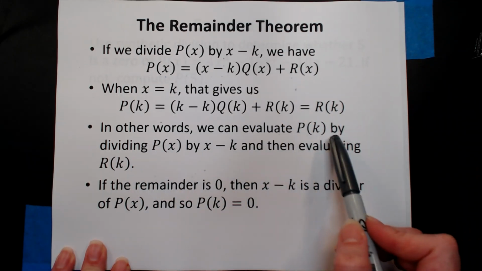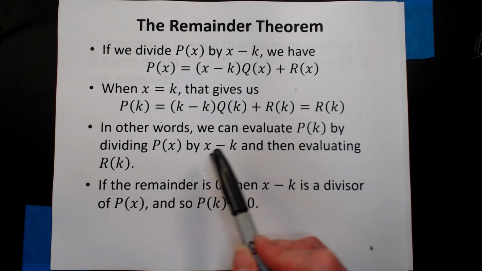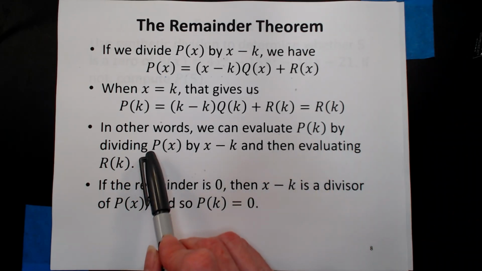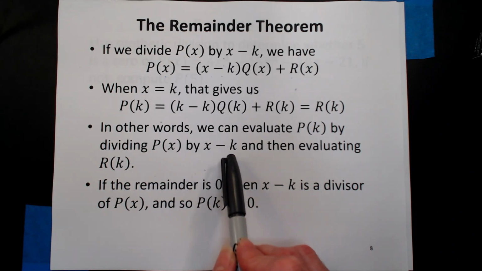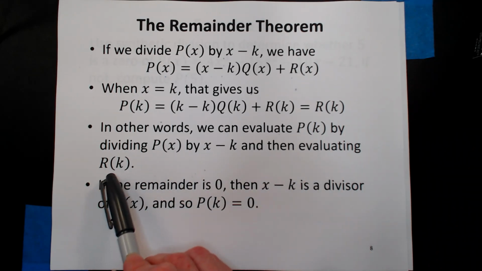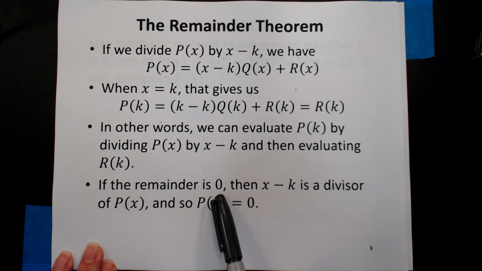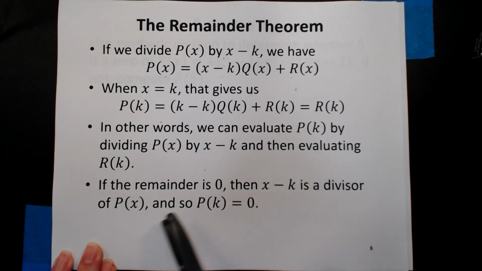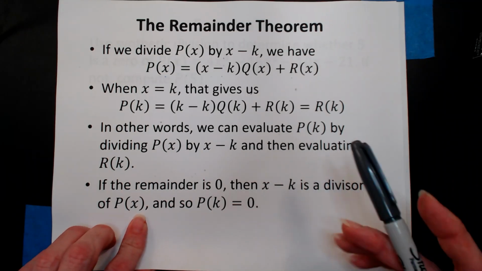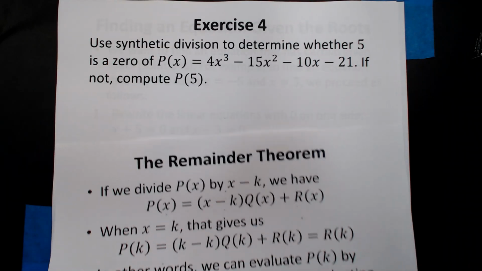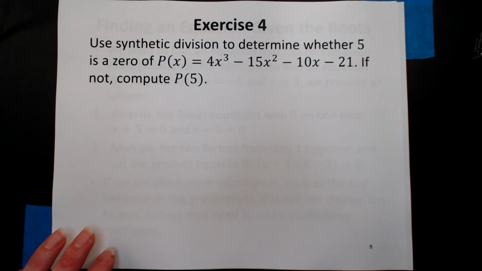So in other words, we can evaluate p of k by dividing p of x by x minus k, and then evaluating the remainder at k. If the remainder is 0, then x minus k is a divisor of p of x, and so p of k is equal to 0. So why is this useful? Well, basically, if we want to determine this, look at this next exercise.